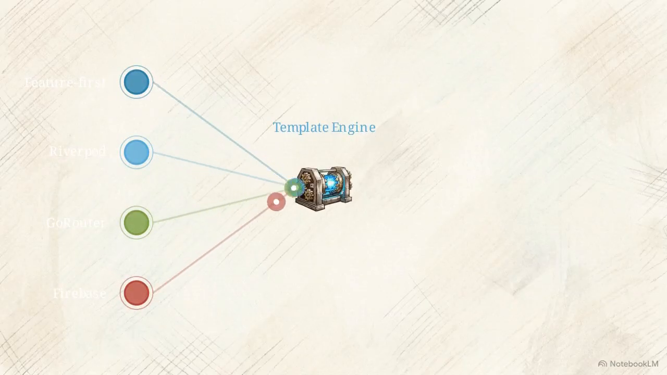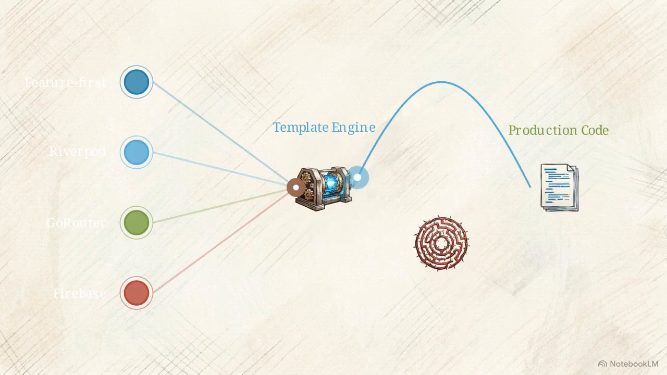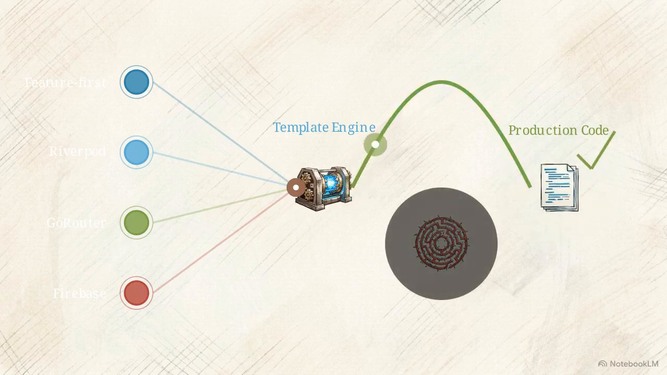Looking at this flowchart, you can trace the mechanics. Node graph decisions feed into a Handlebars template engine, dynamically writing Dart code. Notice how this bypasses the dependency conflict maze. You skip the friction of forcing mismatched packages together.